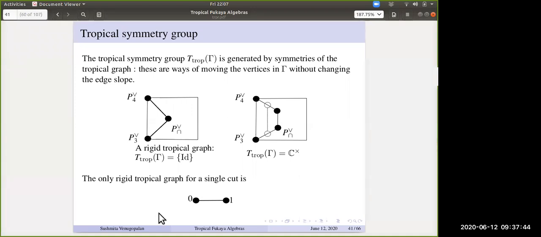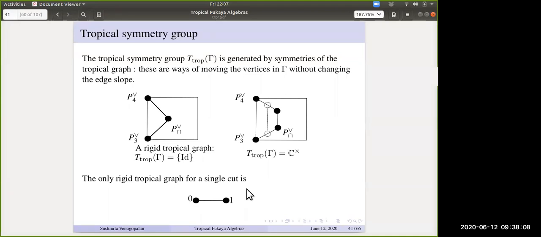If we look at the single cut case, the entire tropical graph lies on a line segment, which means that except for the endpoints, if there is anything lying in the middle of the line segment, it can just be moved. And so therefore, the only rigid tropical graph is one with no neck pieces.